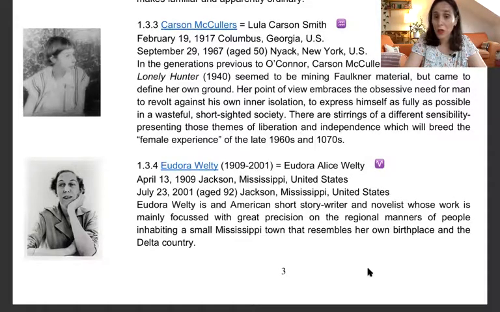1909 to 2001. She's Aries, as you could see, from the United States. Eudora Welty is an American short story writer and novelist whose work is mainly focused, with great precision, on the regional manners of people inhabiting a small Mississippi town that resembles her own birthplace and the Delta country.